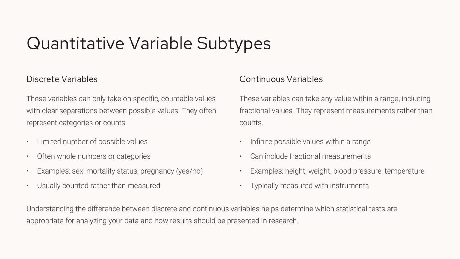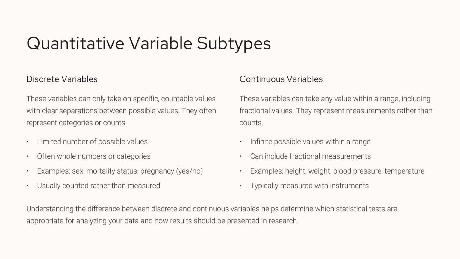Quantitative variables can be further broken down into discrete or continuous quantitative variables. Discrete variables generally represent categories or counts. They have discrete bins they have to fall in. Okay, there's a limited number of possible values. They often are whole numbers in nature. So things like sex, male and female. Those are discrete categories. Mortality, you're either dead or you're alive. Discrete categories. Pregnant, you're either pregnant or you're not. Discrete categories, okay? That's why they're discrete variables.